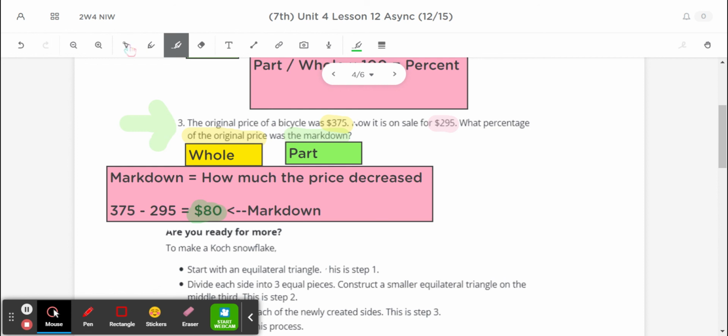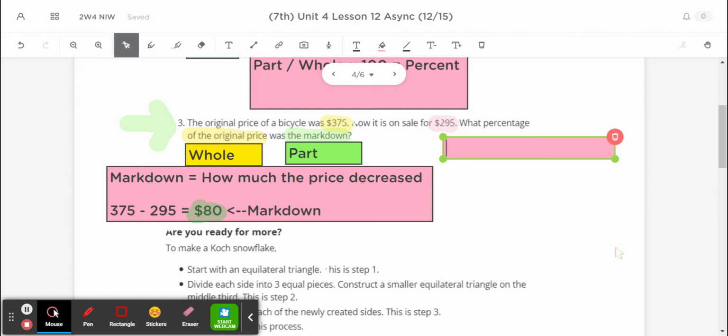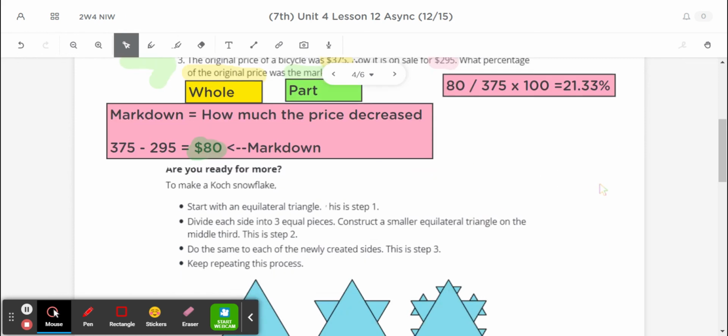Here's what your work should look like for question 3. In question 3, you know that you have a part, which is $80, that's your markdown, divided by your whole, which is 375, and times 100. That's going to give us a final answer, a percentage of the original price that the markdown is, of 21.33%. That's how much the markdown is related to the original price.